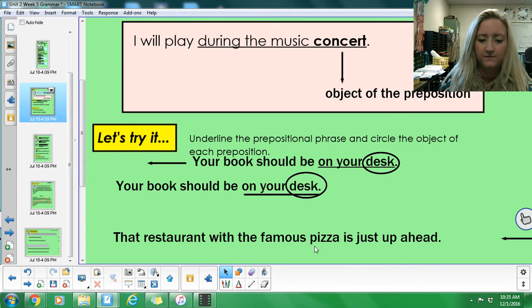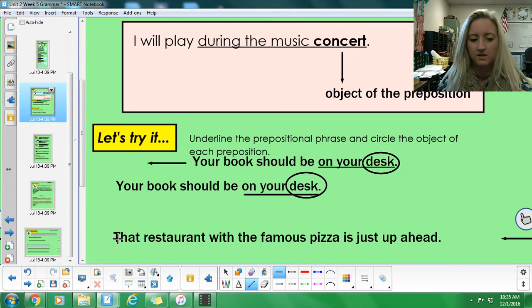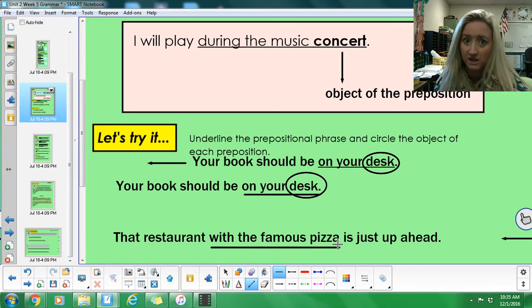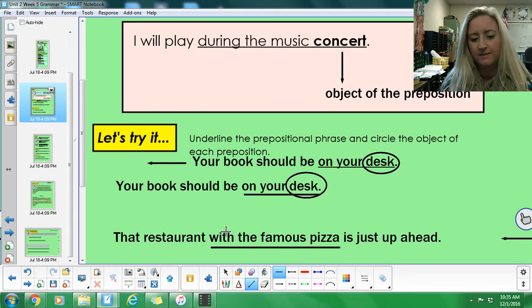The restaurant with the famous pizza is just up ahead. So I'm going to look for my basic sentence. That restaurant is just up ahead. It happens to have famous pizza. It doesn't have Chinese or Mexican or any other things like sushi. So this is giving me more information.